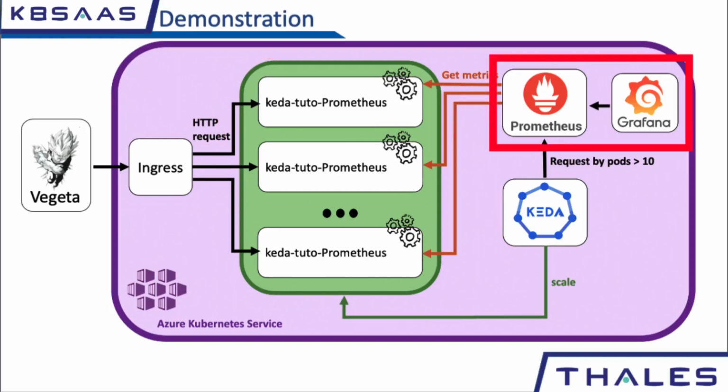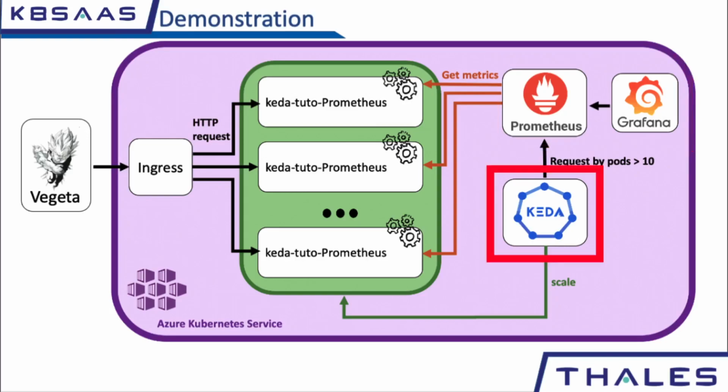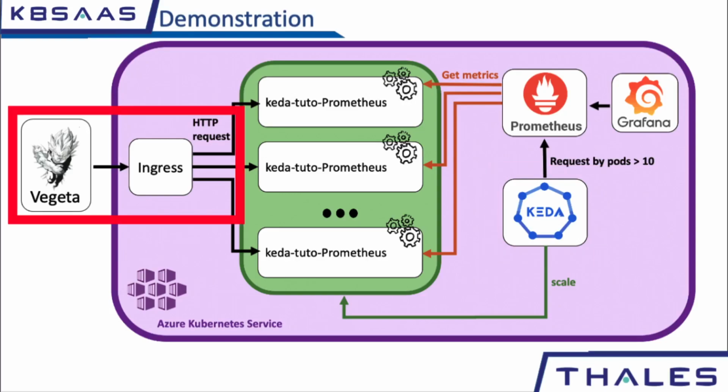Prometheus is a monitoring solution that will collect the application metrics, including the number of HTTP requests received. These metrics will be displayed in the visualization tool Grafana. Keda will query Prometheus on the request rate and will scale the application whenever the rate increases or decreases by 10 requests per second or more. And finally, we use Vegeta, an open source HTTP load testing tool, to send requests to our application and trigger Keda. Now, on to the live demonstration.